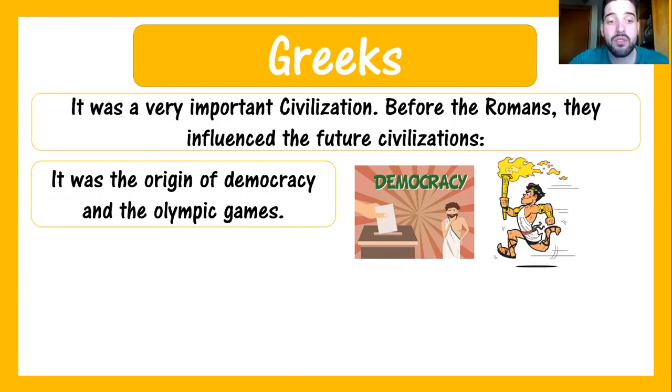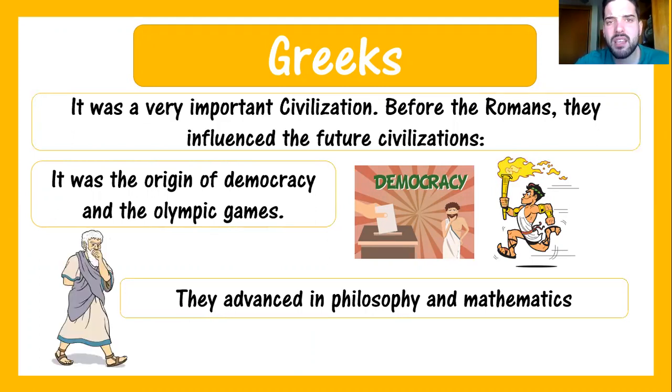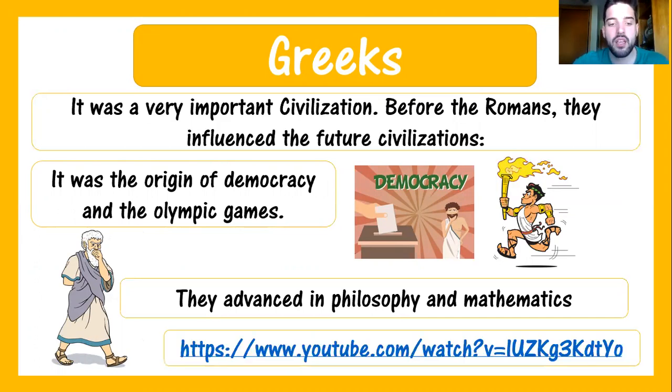So we can say that more or less it is the origin of democracy. It is also the origin of the famous Olympic Games. Remember, we will not have Olympic Games this year in 2020 because of the coronavirus. We will have them in 2021, Tokyo 2021. They were also very advanced in philosophy and mathematics. They had amazing thinkers like Plato or Aristotle. Here you've got an interesting video to learn more about the Greeks.